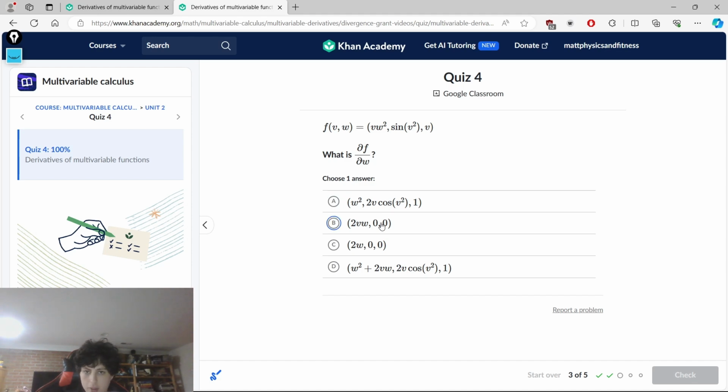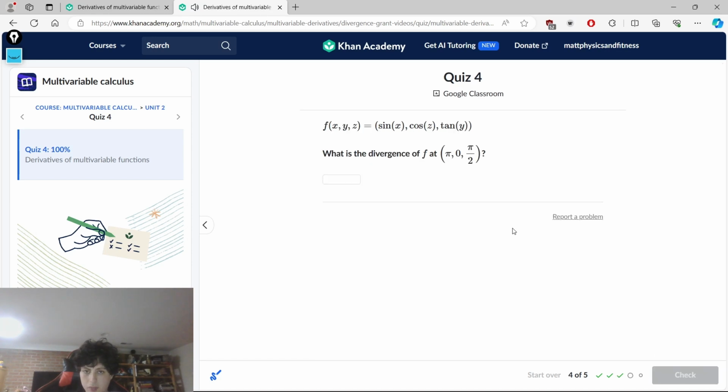Yep. Yes. F at pi 0, pi over 2. That's what I'm talking about. First, we take the x derivative of the x partial.